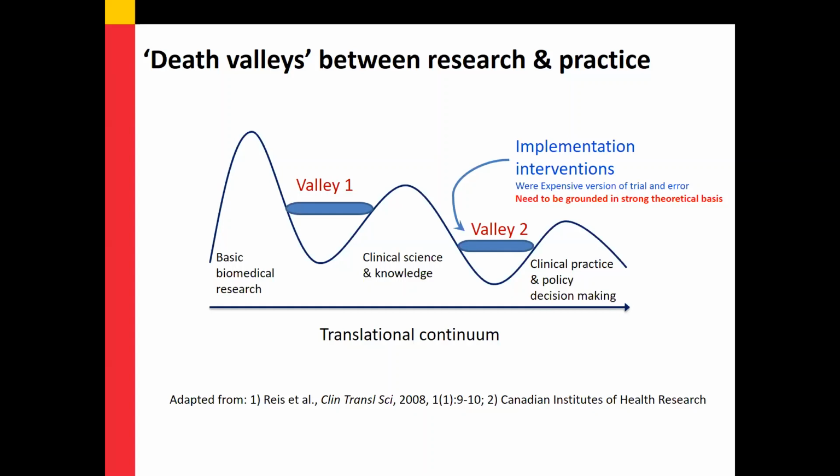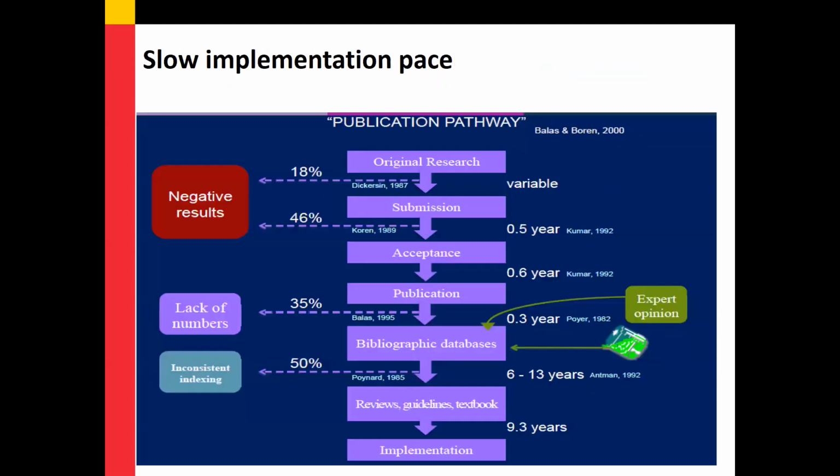So our muscle has been that implementation science happens on the fly, and most of the interventions have been more random, ad hoc, whereas there is a real science that needs to be grounded in that theoretical basis that we have. Again, from the publication pace, we have implementation pace here. Once we have the original research, 18% of it will not be submitted for publication. 46% of what is submitted will actually get accepted. That's another reality of how we have the generation of evidence. So this is how it's percolating.